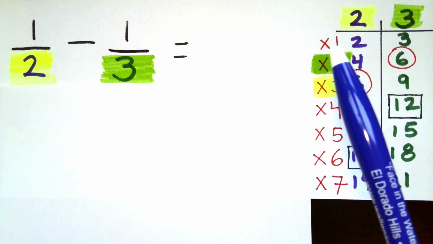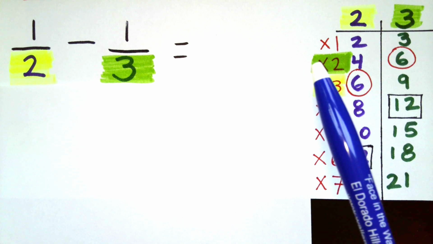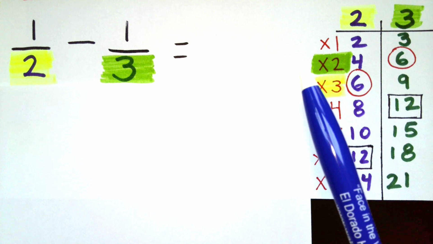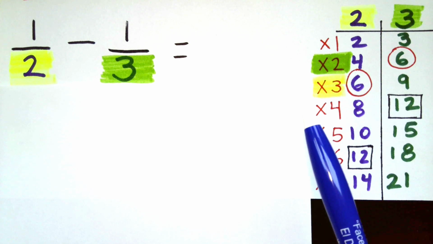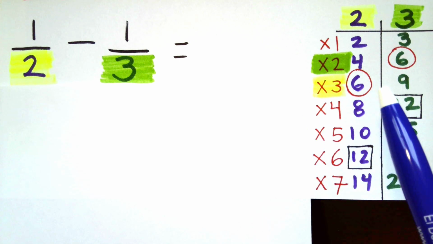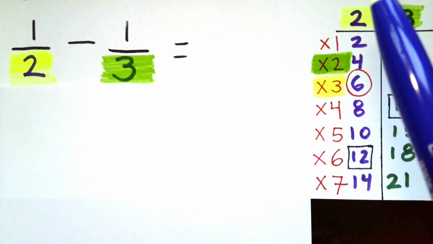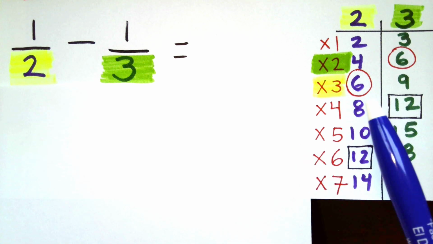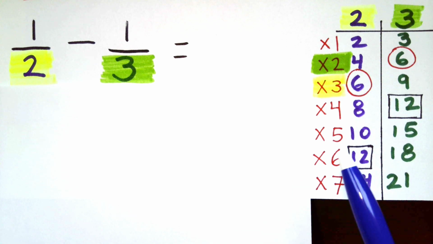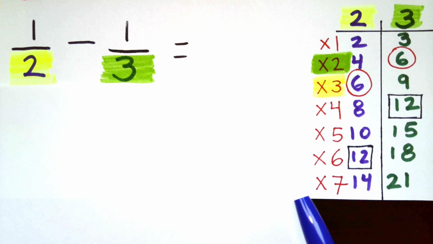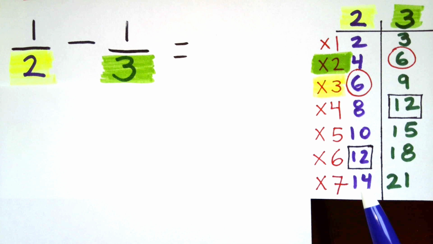So 2 times 1 is 2. 2 times 2 is 4. I know 2 times 3 is 4 plus 2, which is 6. I know 2 times 4 is 6 plus 2, which is 8. I know 2 times 5 is 8 plus 2, which is 10. And 2 times 6 is 12. 2 times 7 is 14.